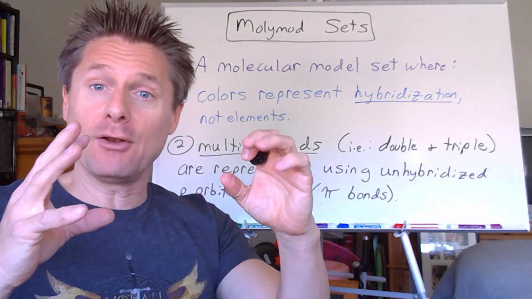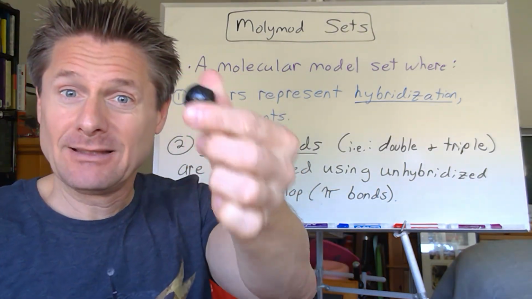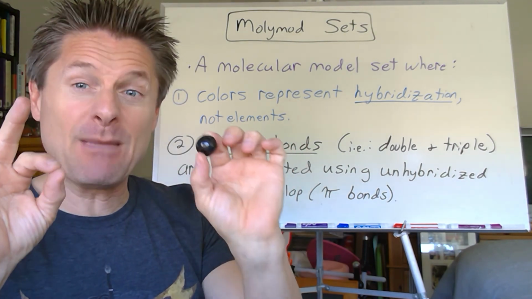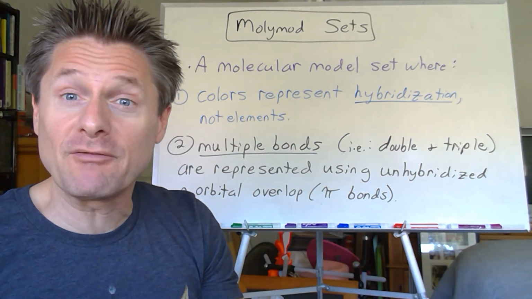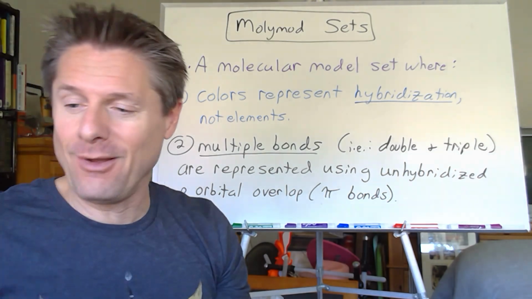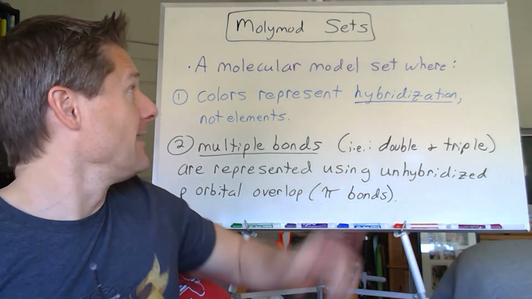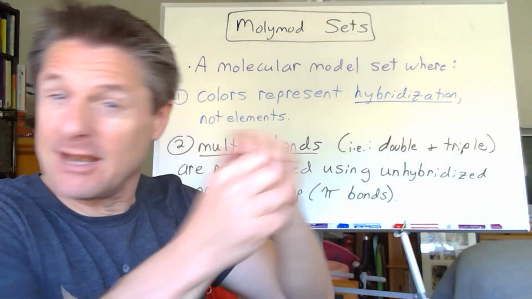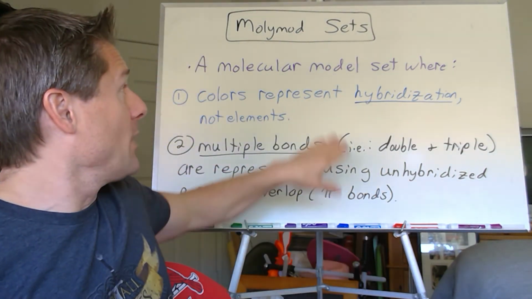So you might have a model with 2 black balls here next to each other. So they represent atoms with the same hybridization, but they could be 2 totally different elements. Oh, so it's a whole different way of looking at things. So that's a big one. So get color equals an element out of your brain. It's gone, right? Color represents the hybridization.